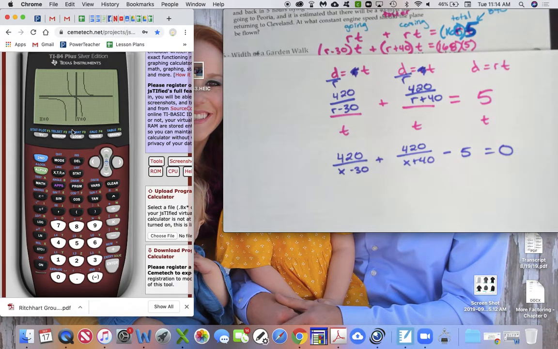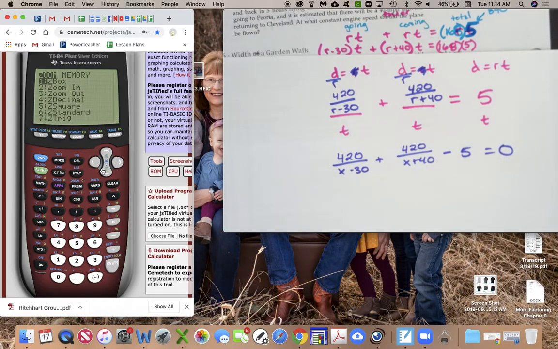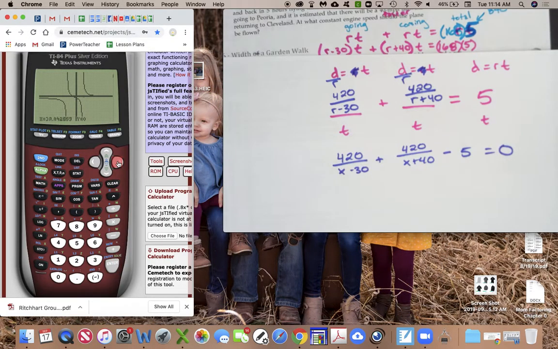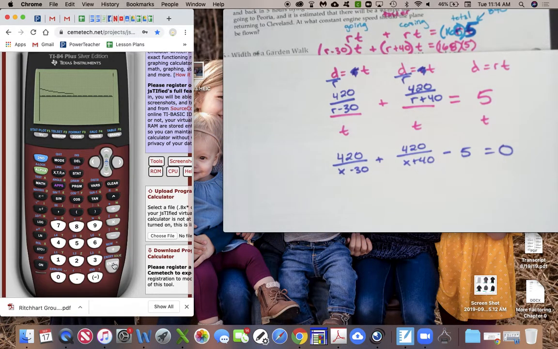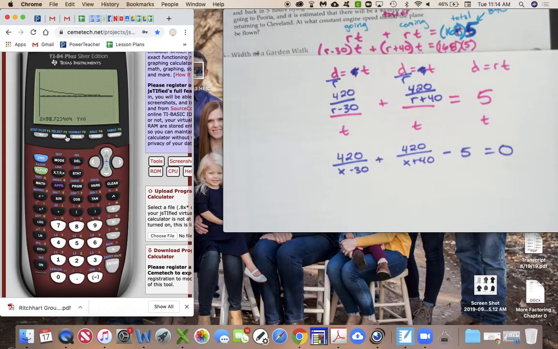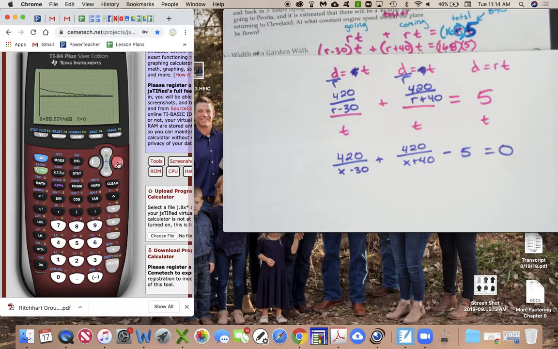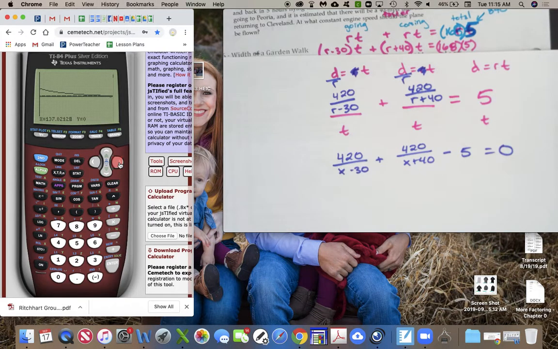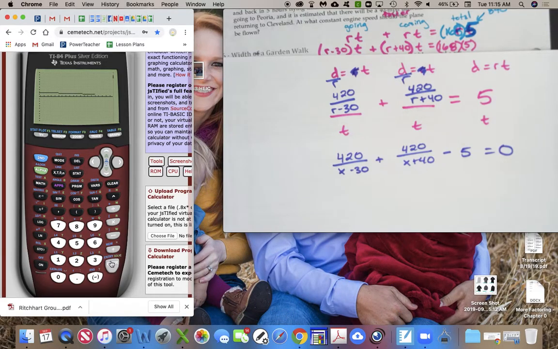Okay, so let's go over here and zoom in. Enter. Go all the way over. Zoom in. Enter. He's gonna cross, but not right there. He's gonna cross all the way over. Zoom in. I gotta go all the way over.